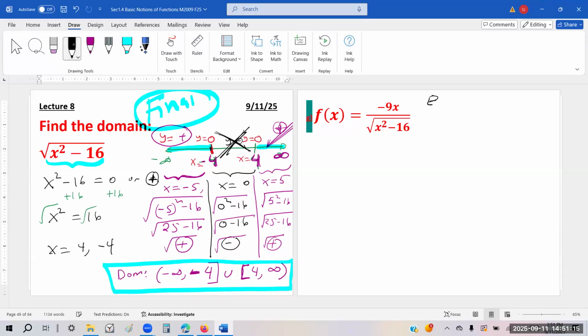So this is a rational with an even root on the denominator.